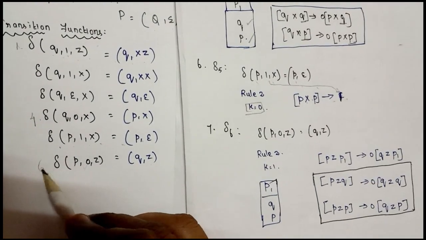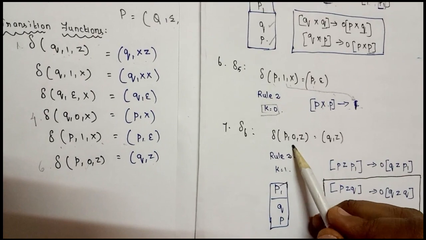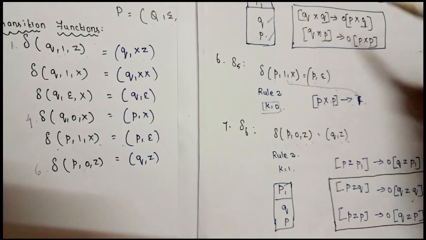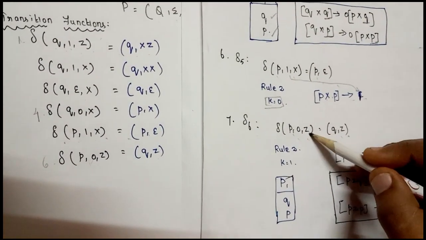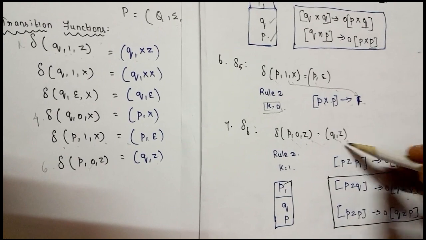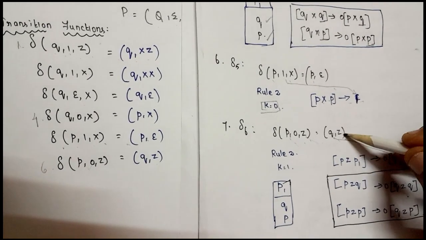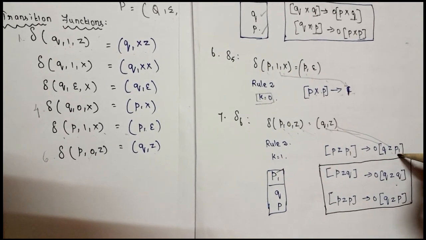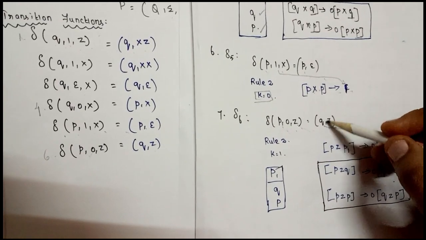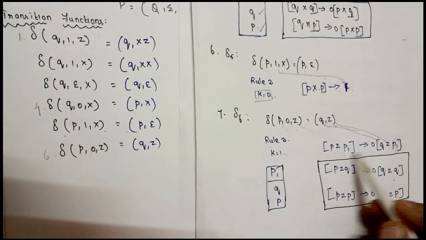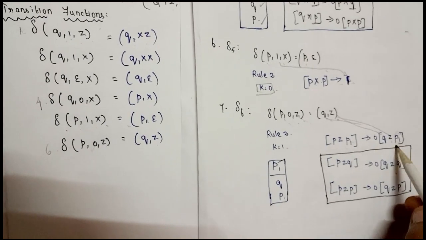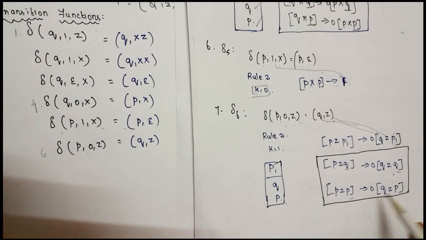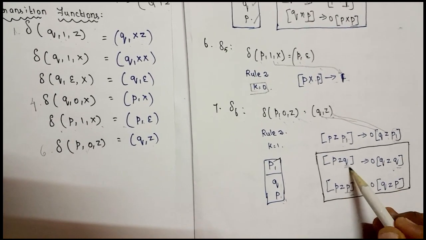The last production, the sixth one, is del of P comma 0 comma Z is equal to Q comma XZ. It is the same as this one. So we have to take the starting state, this stack symbol, and this state should be taken here. This stack content should be taken here, and it has to move to one destination state. As it is processing only one symbol, it will have only one destination state, P1, and there are no intermediate states. So the combinations of that are Q and P. So that will be replaced here. So we have P in this and Q in this.